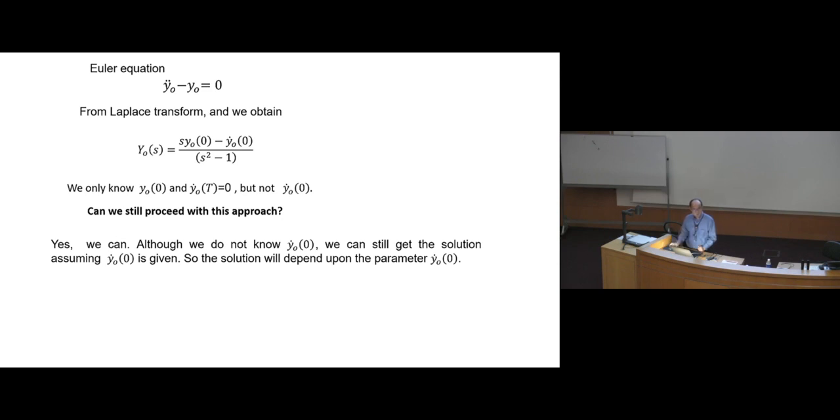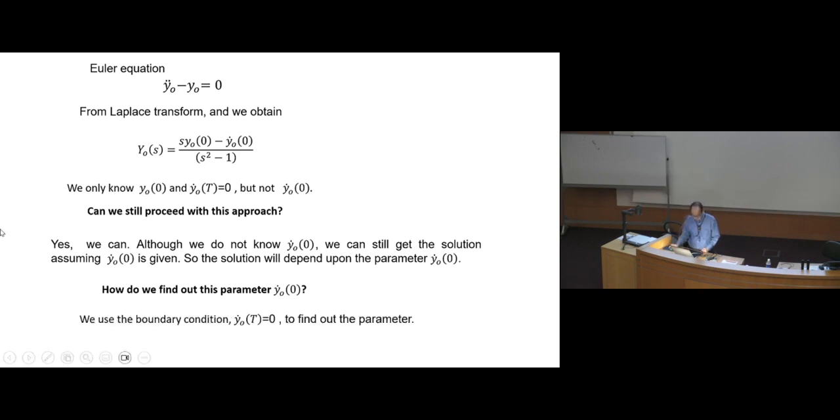That solution depends upon y dot 0. Then, after we get the form of the solution, how do we find out this parameter, y dot 0? We have this condition, right? We can use this boundary condition to find out the parameter. That is one way. That is, we can still use the Laplace transform. Here's the magic tool. You can get the solution, okay? But today we are not going to use the Laplace transform. We use a more general way to do it.